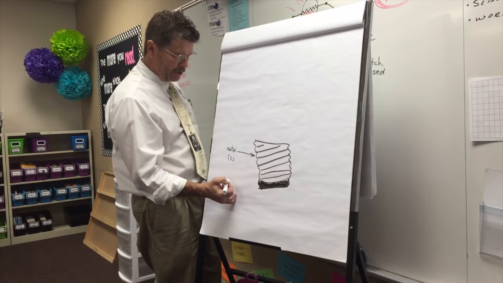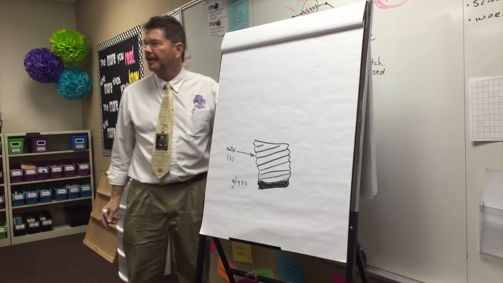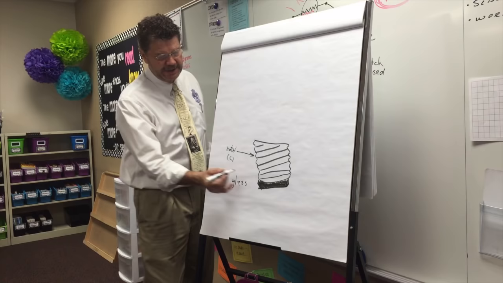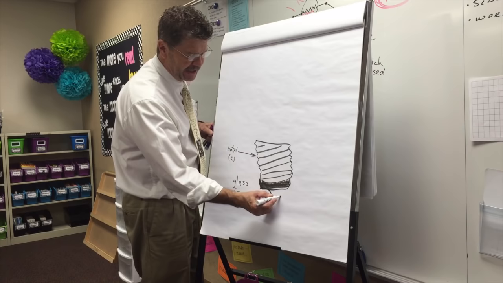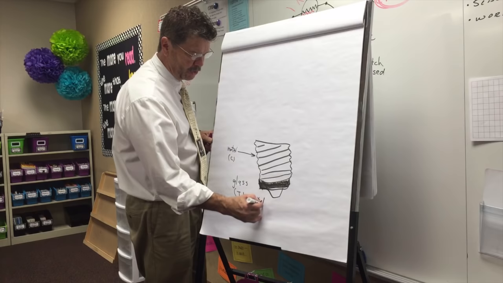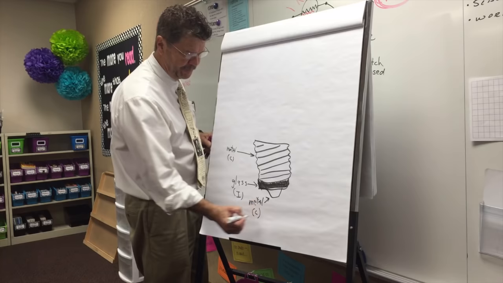Okay, so that's glass. Do you think glass is a conductor or an insulator? What do you think? Glass, a conductor or an insulator? Insulator, you're absolutely right. Glass, I'm going to put the letter I under it. And then at the very bottom of that light bulb is a metal piece like this. It's metal. And is metal a conductor or an insulator? It is a conductor, right.